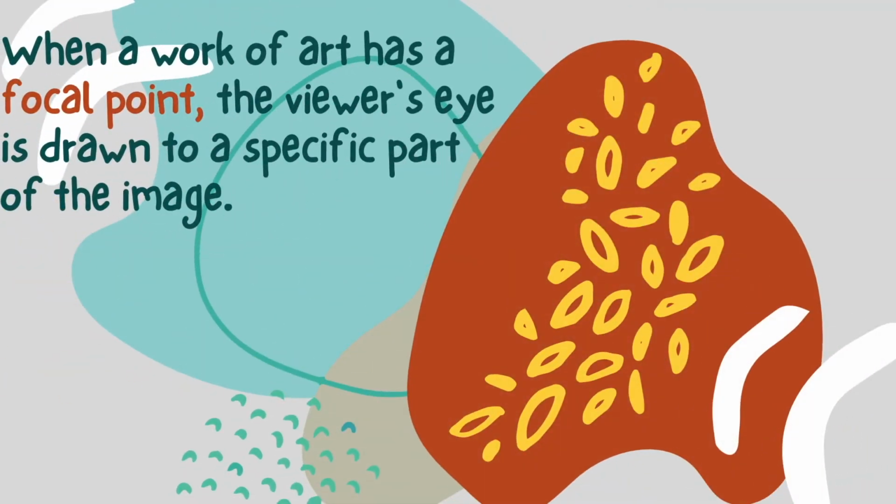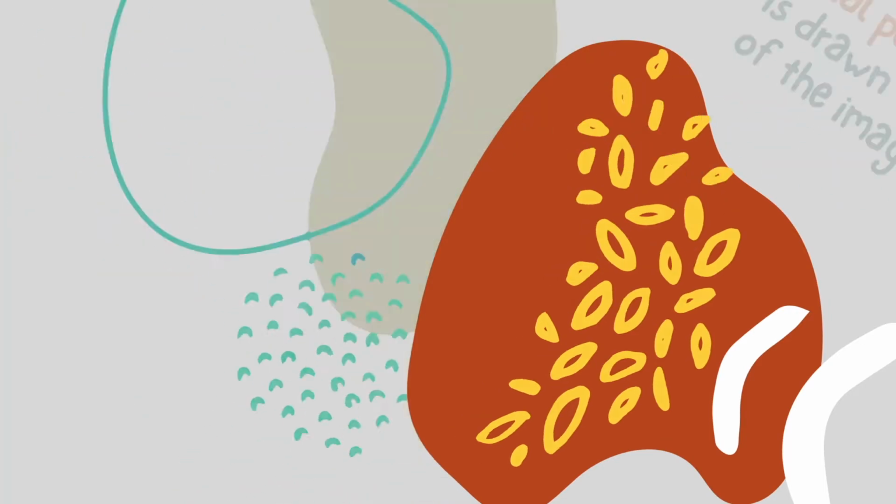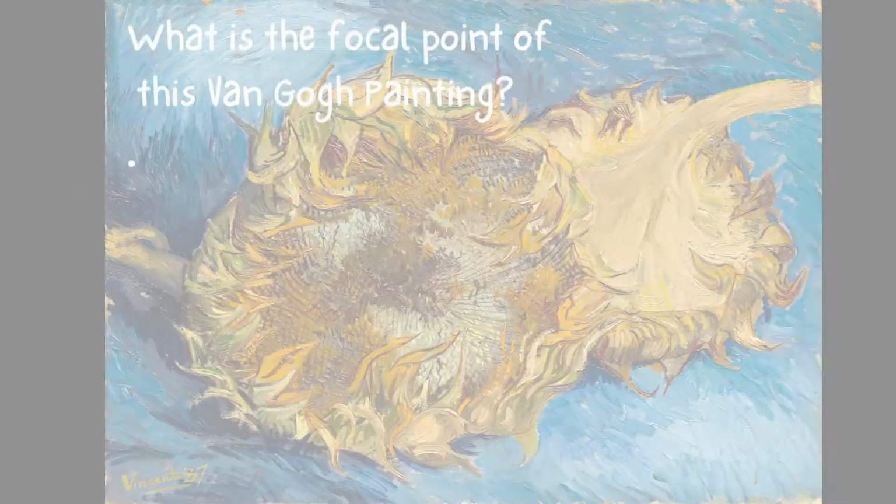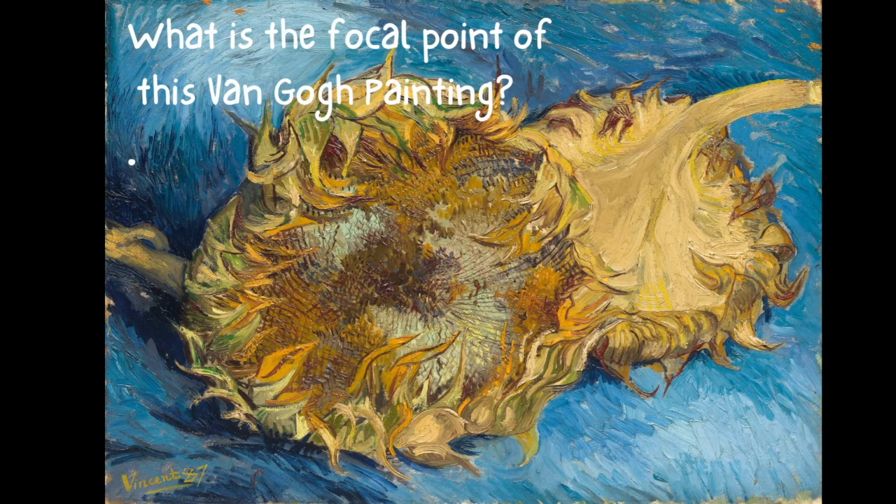Let's start with focal point. When a work of art has a focal point, the viewer's eye is drawn to a specific part of that image. Where does your eye go when you look at this design? What is the focal point of this Van Gogh painting? In other words, where does your eye want to go?